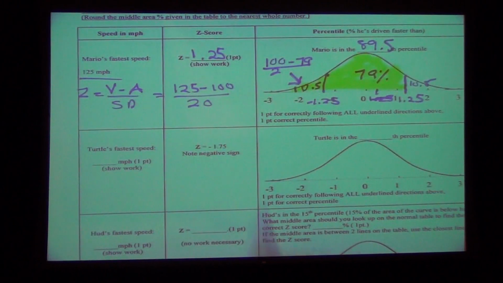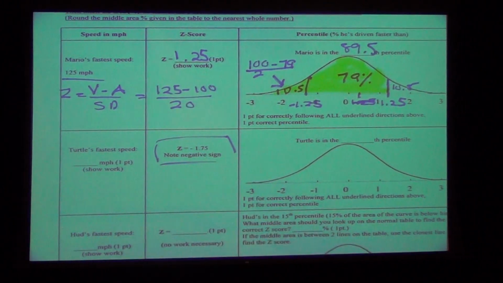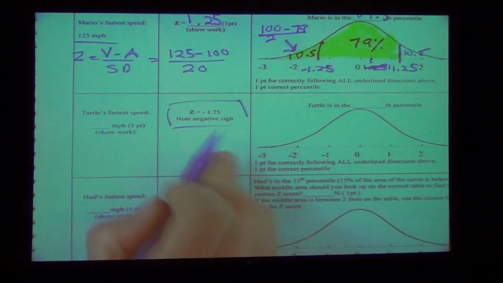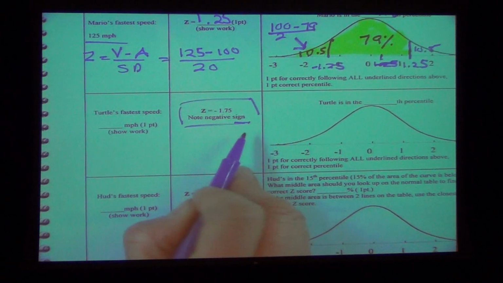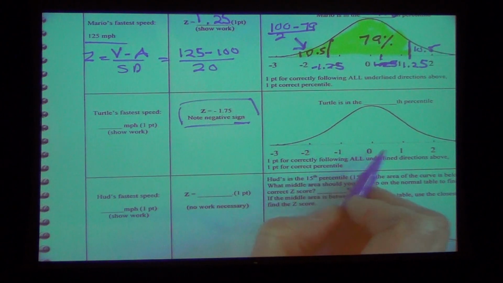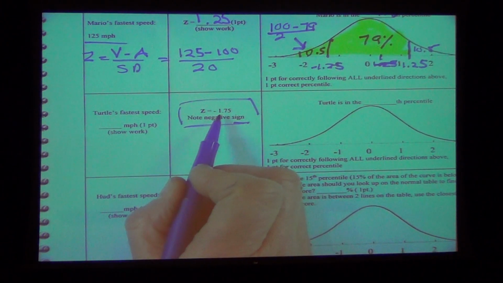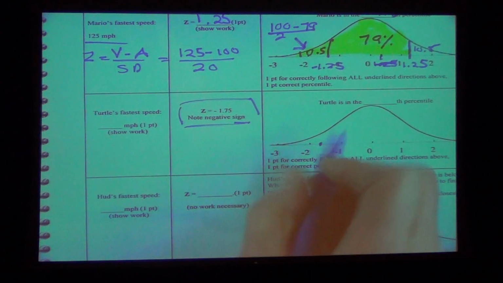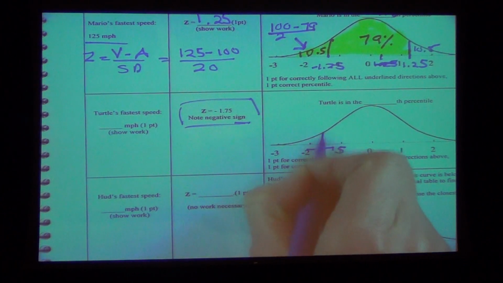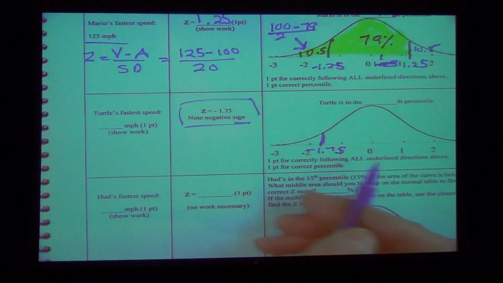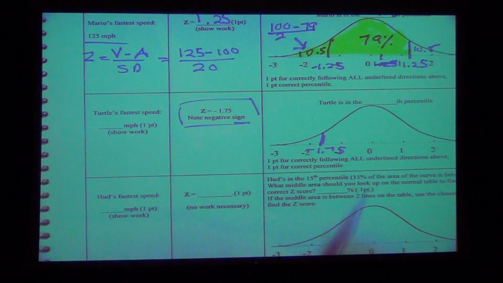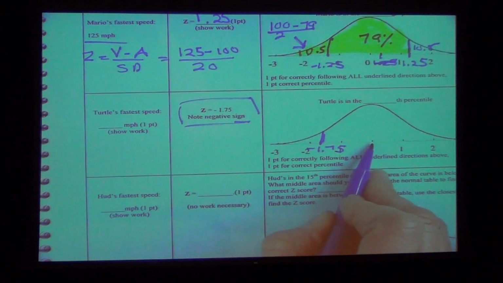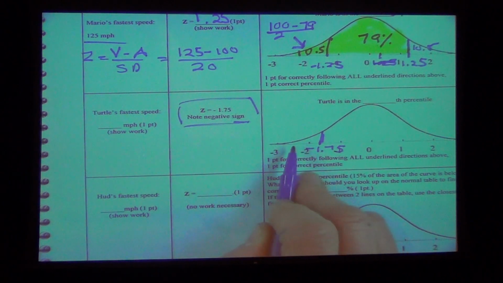Okay, next one. Now you are given the z-score, z. All right, so what do we want? Why don't you go this way first? Turtle. Is z negative? What does that mean? It means he's below average. He's slow. Turtle is slow. And he has a z-score of negative, here's negative 1, negative 2, about right there, negative 1.75. And his percentile, he's below average. If he was right at average, what would his percentile be? If he was right at the 50%, if he was right at the z-score of 0, what would his percentile be? 50. So it's going to be way below 50.